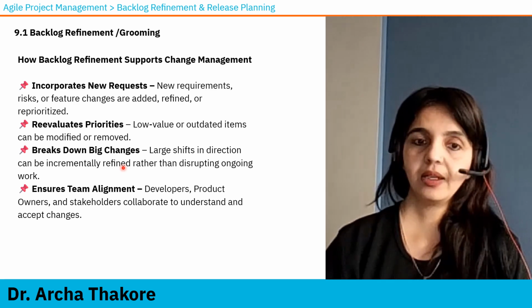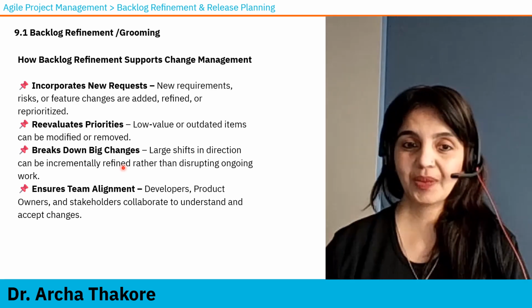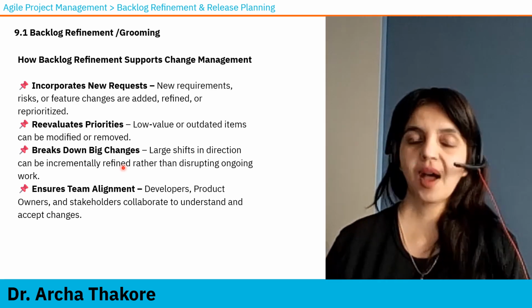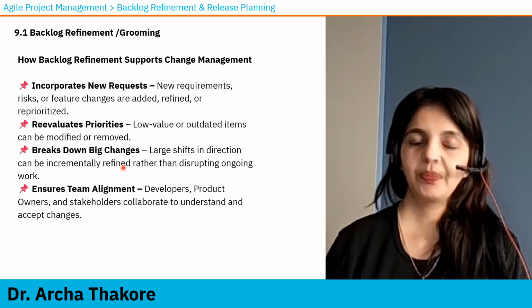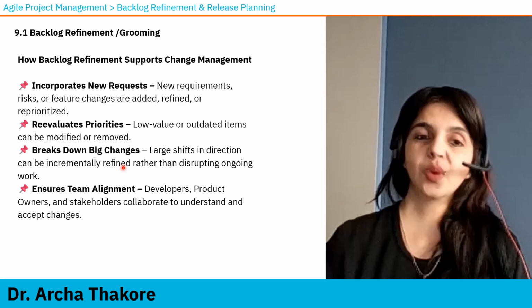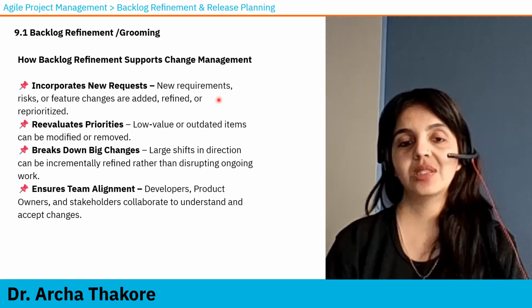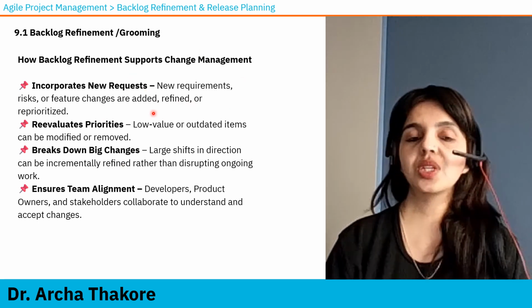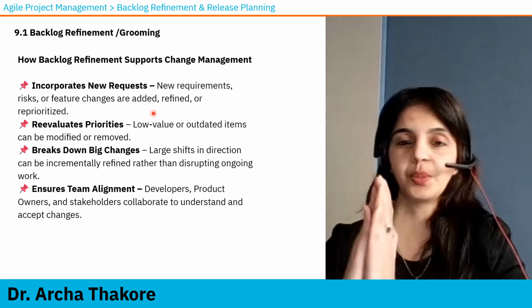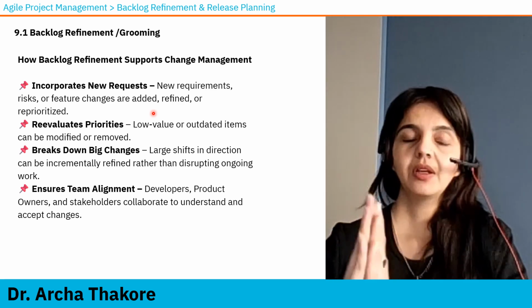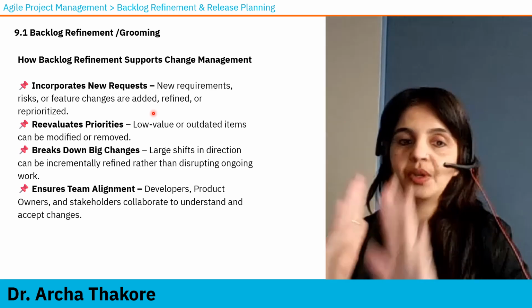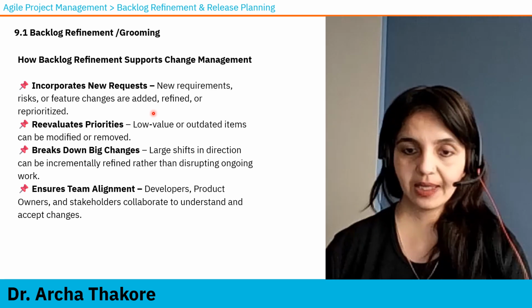In Agile, changes are welcome. We talked about this. So the process is far more flexible. And backlog refinement is also a way to manage change. It incorporates new requests, new requirements, risk, features that are added. They'll go into the project backlog and they will wait for the team to refine it, groom it, and prioritize it accordingly.